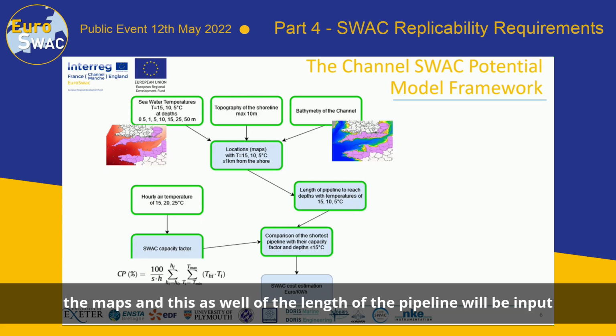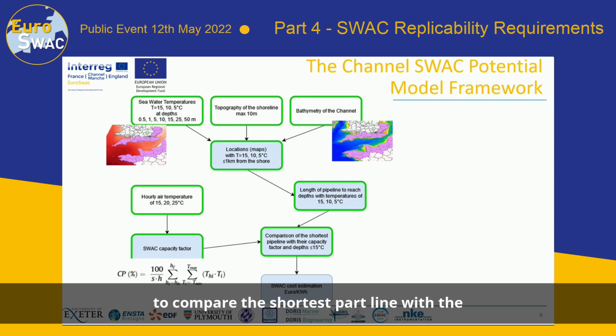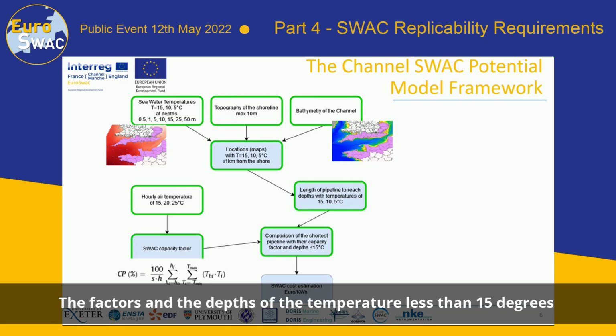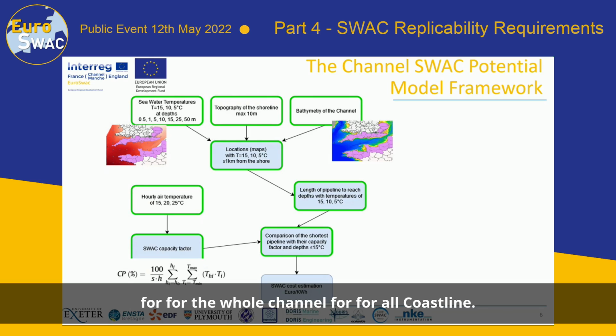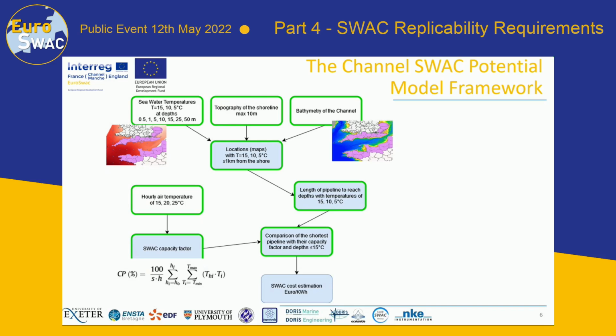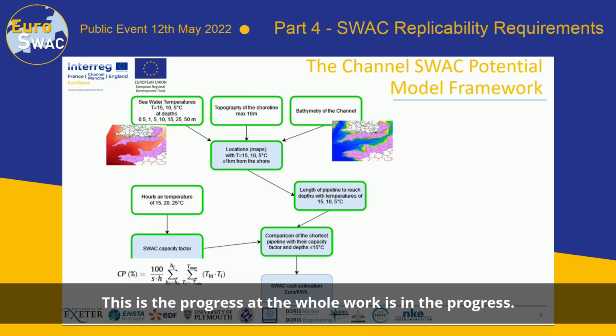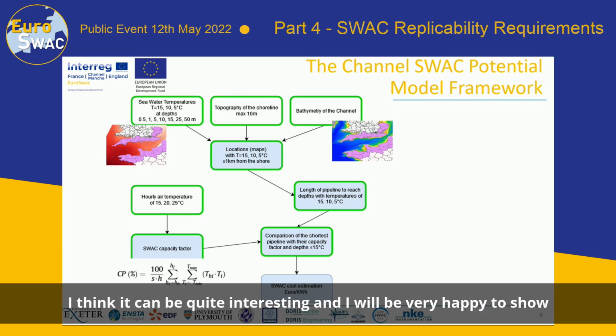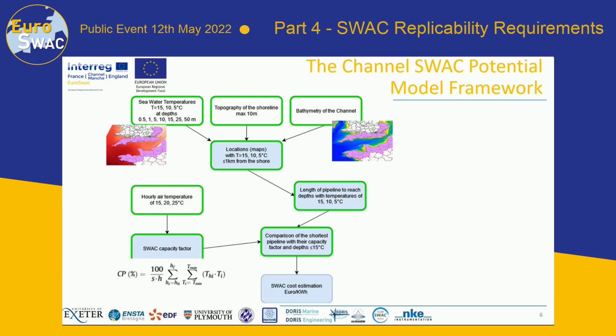And this, as well as the length of the pipeline, will be input to compare the shortest pipeline with the capacity factors and the depth with a temperature below 15 degrees Celsius. Having this information, I will be able to estimate the SWAC cost for the whole channel, for all the coastline. So this is the idea. This is the progress. The whole work is in progress. I think it can be quite interesting, and I will be very happy to show it next time I'm presenting.